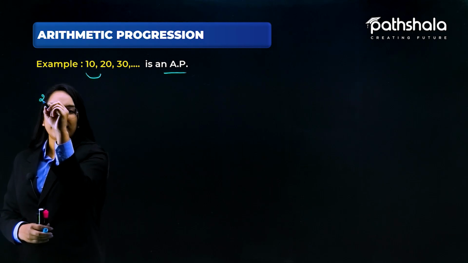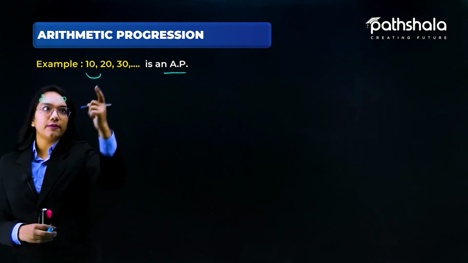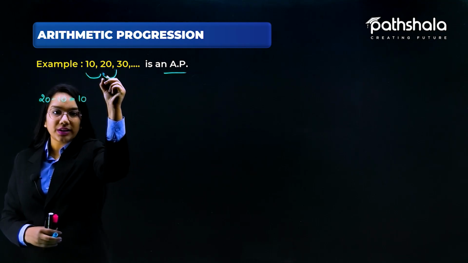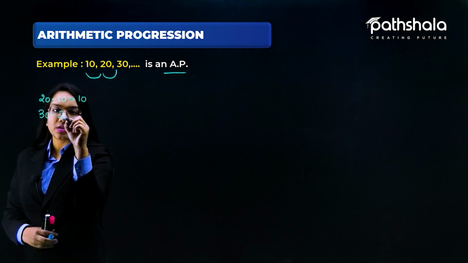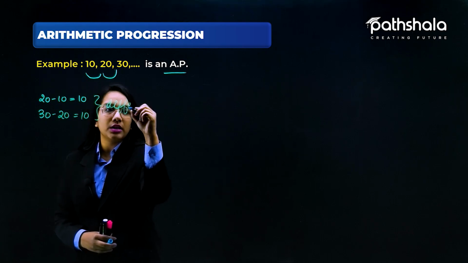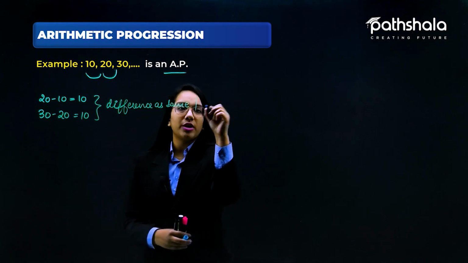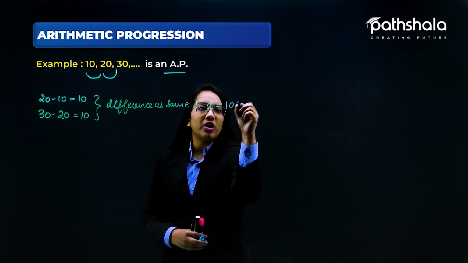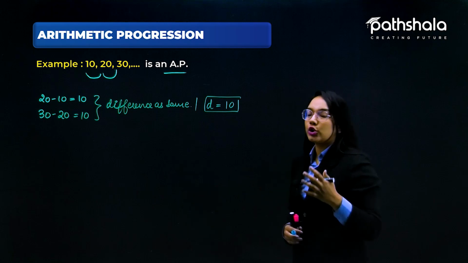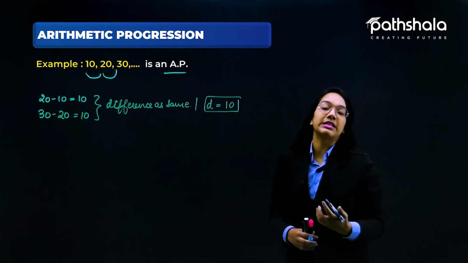If I subtract 20 minus 10, always remember to take the succeeding term first and then the preceding term. 20 minus 10 is 10. Again, 30 minus 20 is 10. So we are getting the same difference throughout, which is represented as d. The common difference here is 10 everywhere. Whenever the difference of two consecutive terms comes out equal, this represents an arithmetic progression. So hence this is an arithmetic progression.